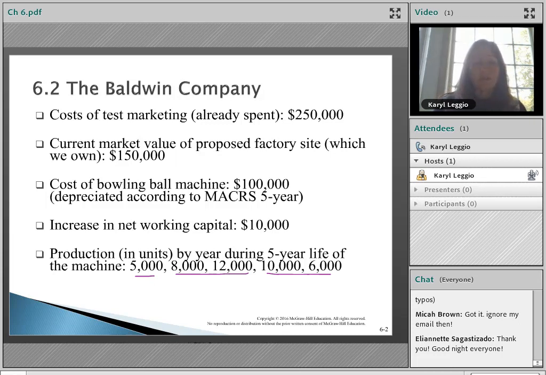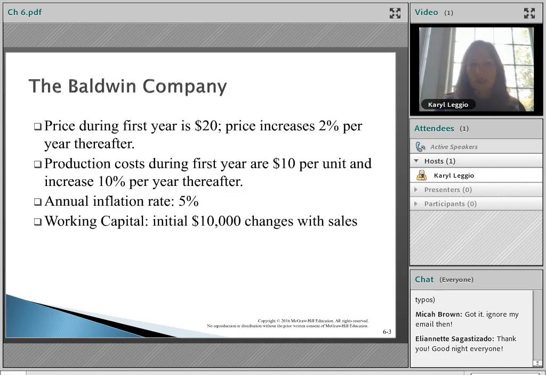They expect to market for about 5 years, and after that, they think the decline is enough that it won't be cost-worthy to continue. The price they're going to sell these balls for is $20 in year one, and then that price will increase by 2% per year. So it's $20 the first year, $20.40 the second year. So they're just going to keep increasing that price. Production costs are going to start at $10 per unit, and they're going to increase by 10%. So again, our sales numbers decline, and our costs keep going up, which is probably why they can only afford to do this for 5 years. Inflation's 5%. We'll see what we do with that later on.